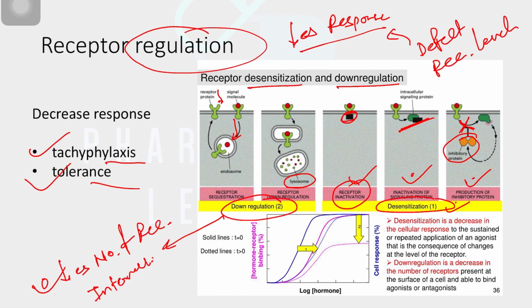So I hope you are clear that a decrease in the response is because of two mechanisms: down regulation and desensitization. Down regulation is a decreased number of receptors, and desensitization is a defect at the receptor level. Now if this decreased response occurs quickly, that is known as tachyphylaxis, and if this decreased response is gradual, that is known as tolerance. These are the two terminologies we just need to remember in brief. What is tachyphylaxis and tolerance?